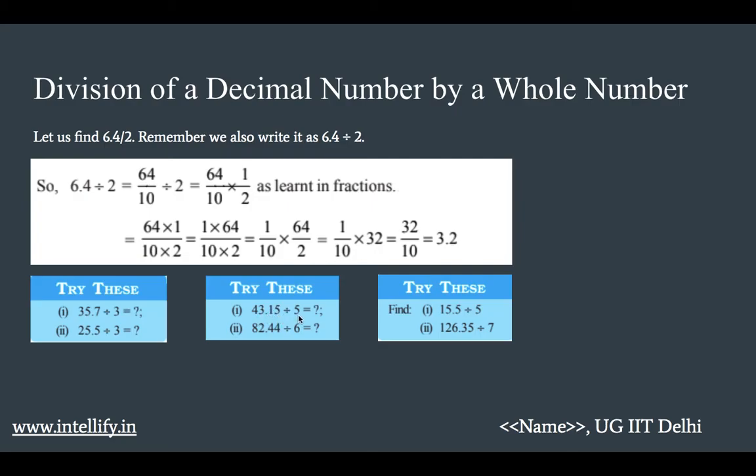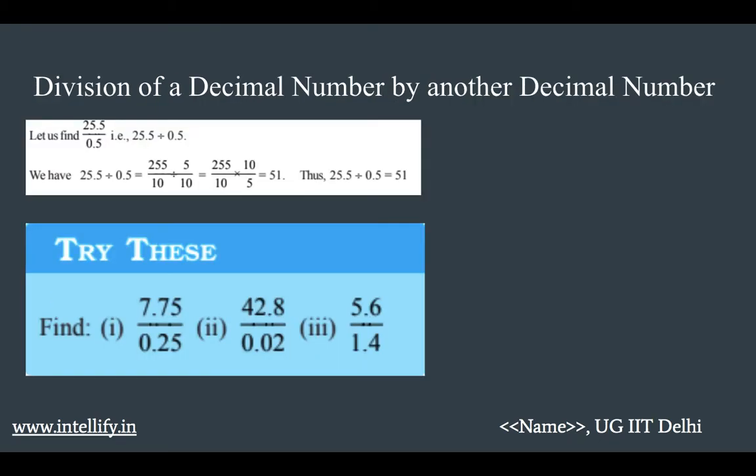First you do that. Second, you convert the whole number into an improper fraction. Third, you multiply the first fraction by the reciprocal of the second fraction. Fourth, you get the answer. Okay.